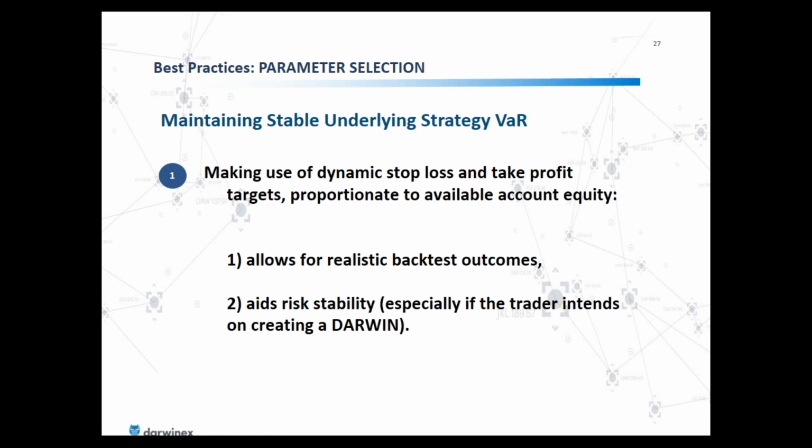You don't get carried away with disproportionately increasing lot sizes as your account equity increases. You can make for realistic backtest outcomes, choosing sensible dynamism in your strategy, and what that translates to is sensible risk per trade in percentage terms, percentage proportionate to available equity. That's a good practice and allows you to maintain a stable VAR. It aids risk stability, in particular, the risk stability investment attribute, especially if the trader intends on creating a Darwin, because as you know all too well, maintaining stable underlying VAR will result in maintaining stable Darwin VAR, and that is very, very important during trade replication.